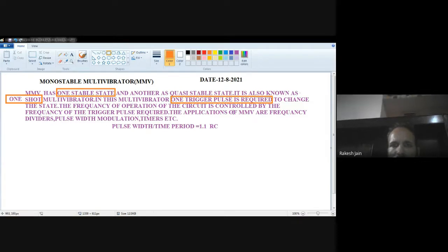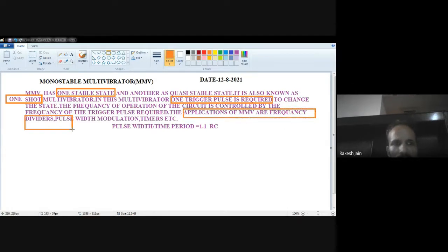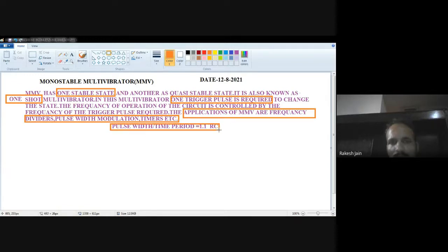The applications of the monostable multivibrators are frequency dividers, pulse width modulation, timers. And the pulse width for this is given as 1.1 RC. So these are the important terms for the objective purpose. Now we will see the transistorized structure as well as the 555 timer structure for the monostable multivibrator. So see the transistorized structure first of all.